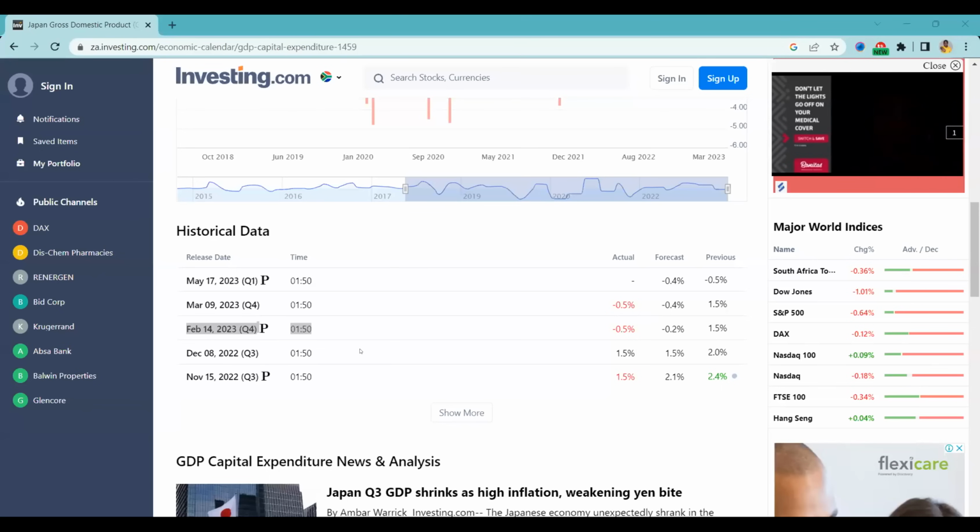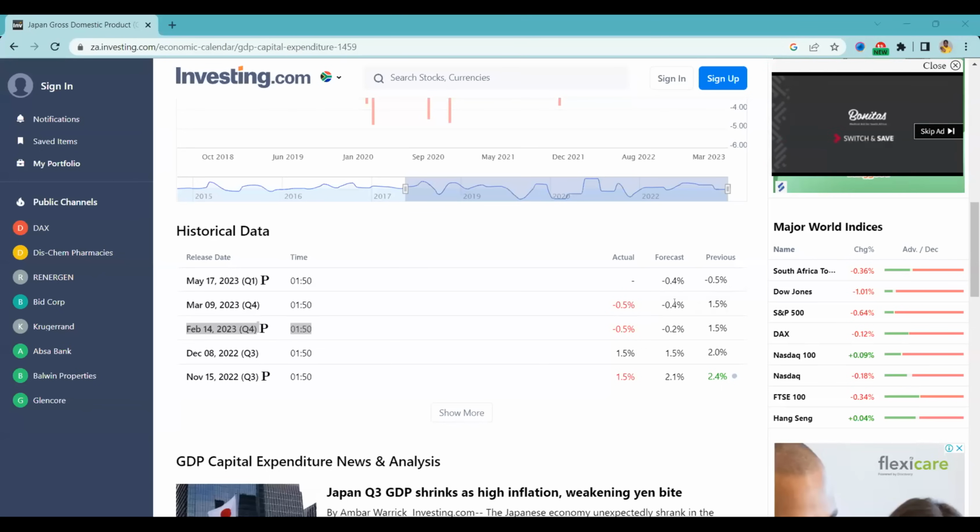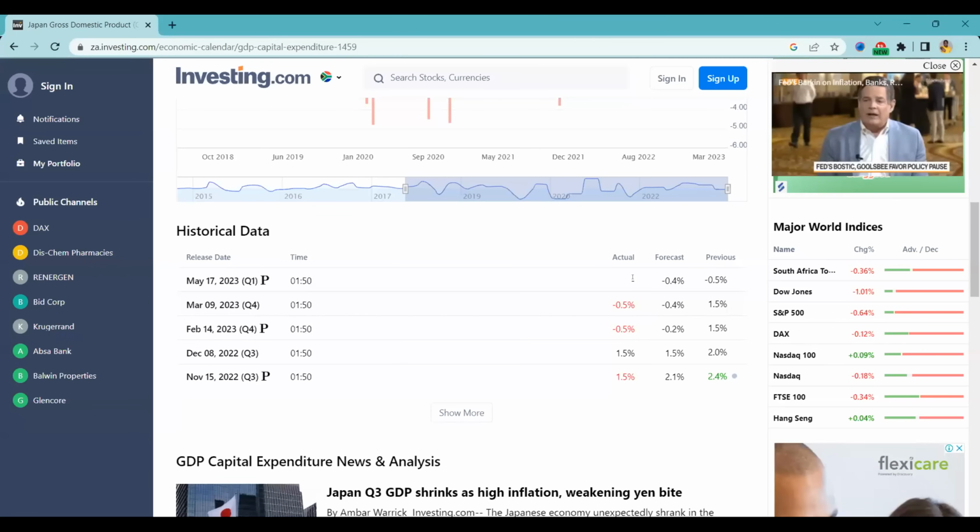So as we're proceeding, March the 9th, previous 1.5, forecast negative 0.4. The outcome came out as negative 0.5%, and the actual is going to be coming out. Now, what does the color green and red denote, right?